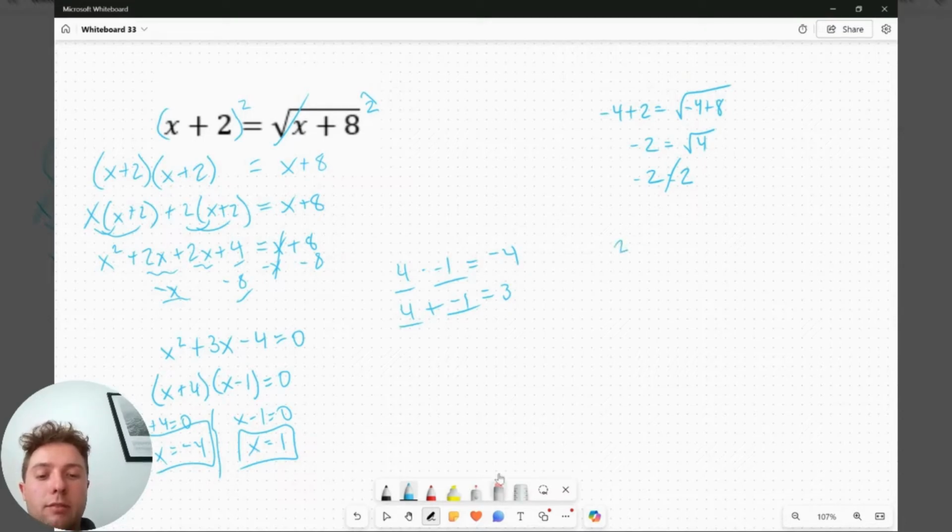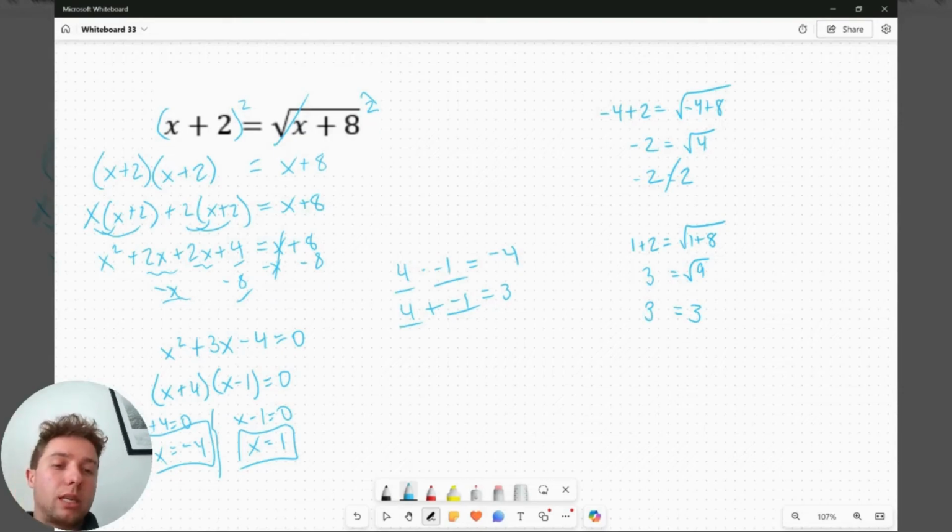However, if you checked the value of 1, meaning I plug 1 into this equation, 1 plus 8 is 9. The square root of 9 is 3. And on the other side, when I add those two values, it also gives me 3 here. That is a true statement. 1 is the true solution that happens in this process, where the negative 4 is extraneous. It does not actually work as a solution to this problem.